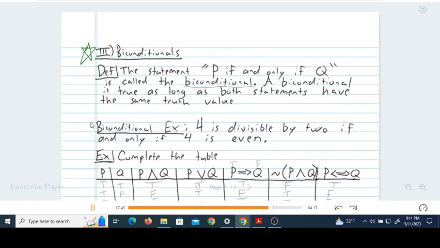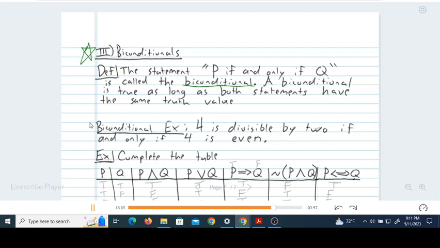So biconditionals use the phrase "if and only if." So P if and only if Q is known as a biconditional. A biconditional is true as long as both statements have the same truth value. So if the truth values match, then the biconditional is true. The way biconditionals work essentially means the two statements are interchangeable.